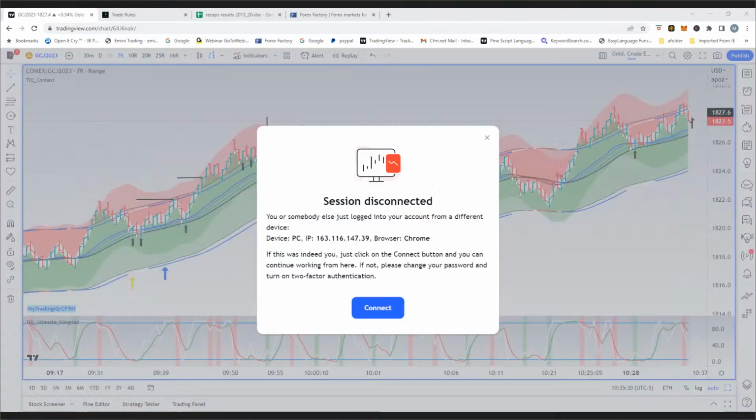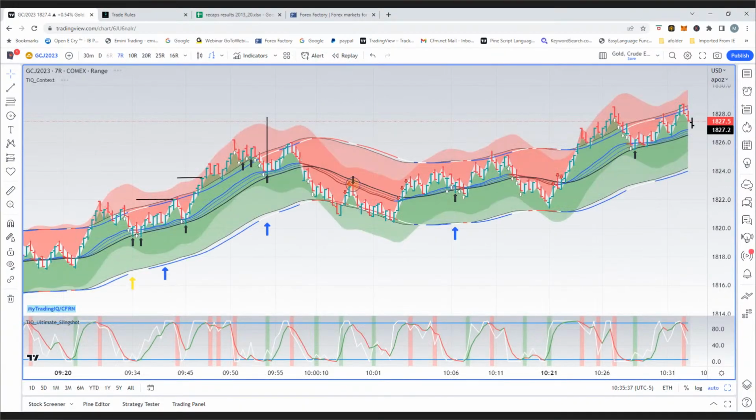Okay. I disconnected myself. That's okay. It'll connect right back up.